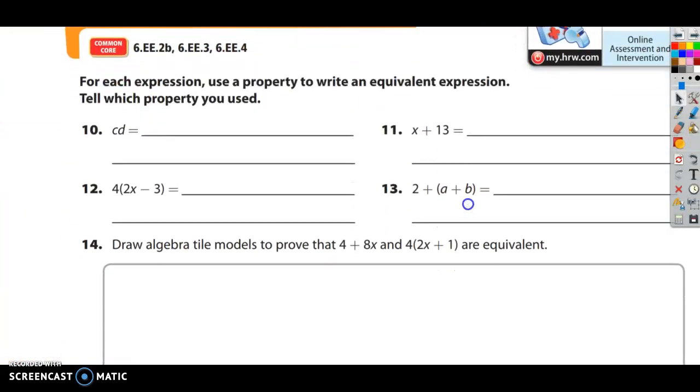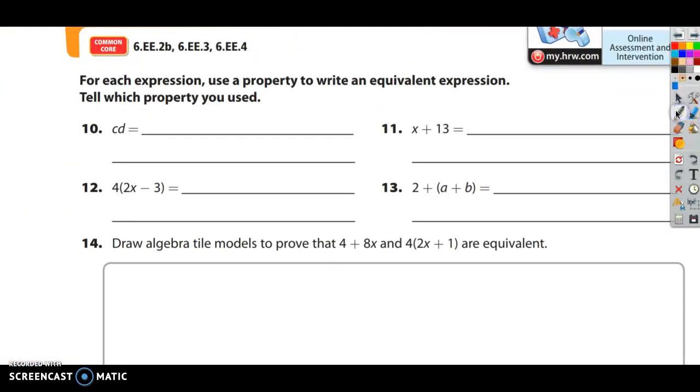So the first one is C times D. And what we need to do is write something that would be equivalent to that. Well, I know that if you just change the order of a multiplication problem, it doesn't change the value. So C times D would be the same thing as D times C. And that is called the commutative property of multiplication.